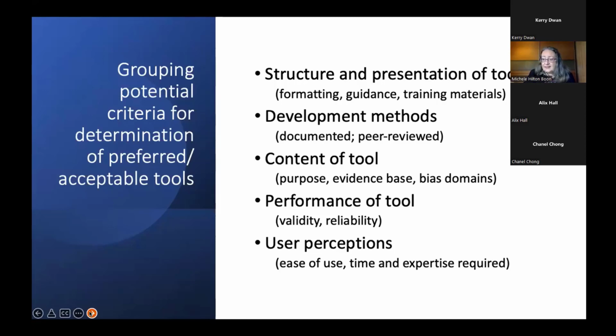Working with the expert advisory group, duplicate, overlapping, or inoperable criteria were eliminated so that we had a short list of 36 potential criteria for evaluating risk of bias tools. So how to decide among or prioritize from this list of potential criteria.